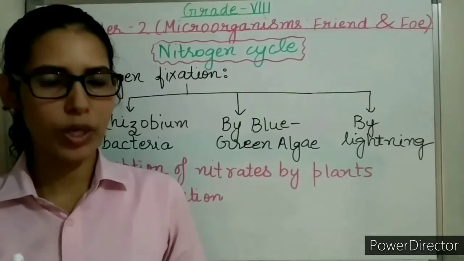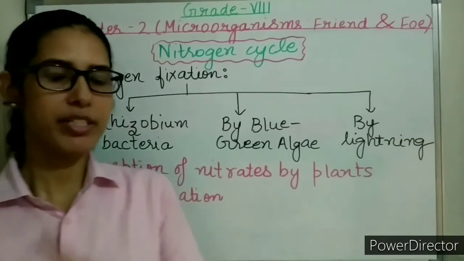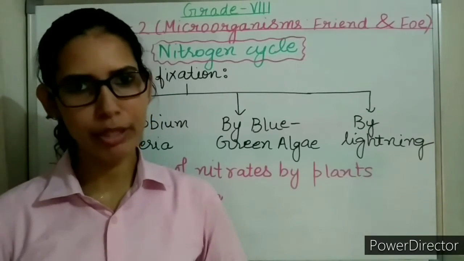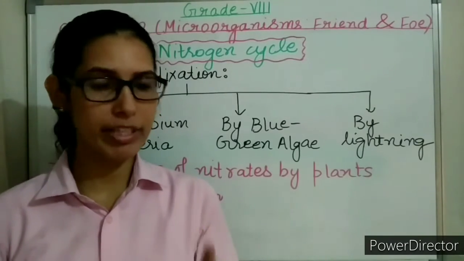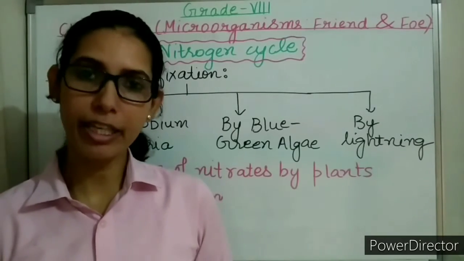Next question is, what are the various steps of the nitrogen cycle? The amount of nitrogen in the atmosphere is maintained due to the nitrogen cycle. If we talk about the amount of nitrogen gas in the atmosphere, it is 78%. Nitrogen is the most abundant gas present in the atmosphere.